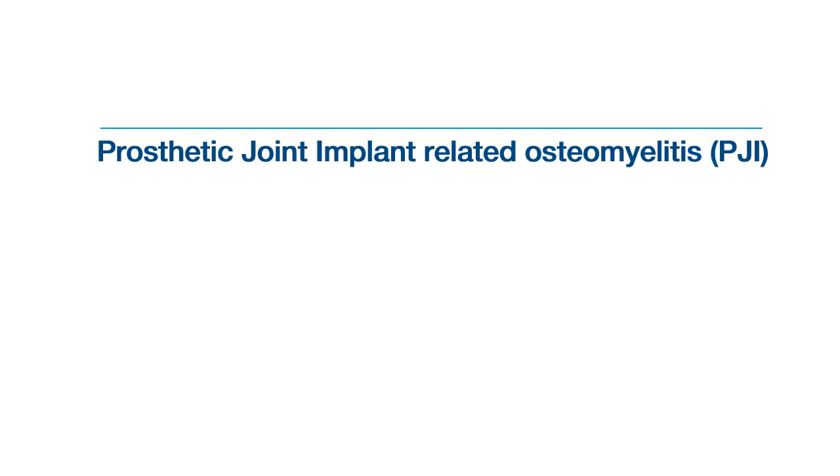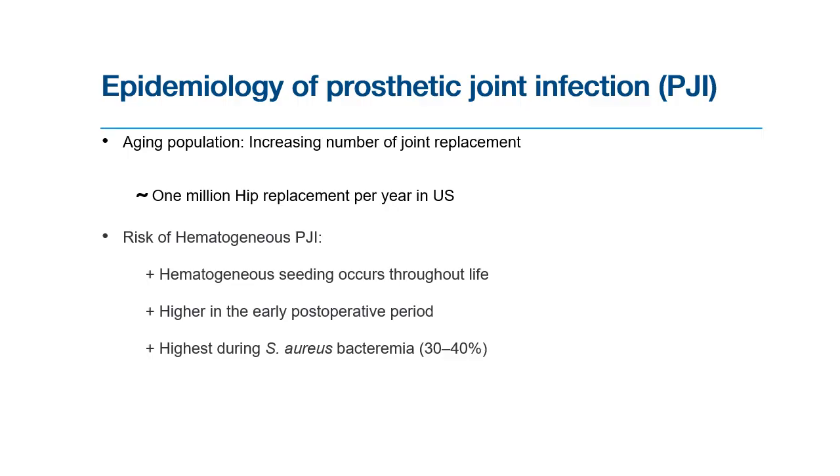Next, I will discuss prosthetic joint implant-related osteomyelitis. The elderly population is increasing, and this is followed by an increasing need for joint replacement. Around 1 million hip replacements per year are done in the United States of America alone. In addition, there are knee replacements and other joint replacements. The risk of perioperative infection of the joint is less than 1% in good centers.